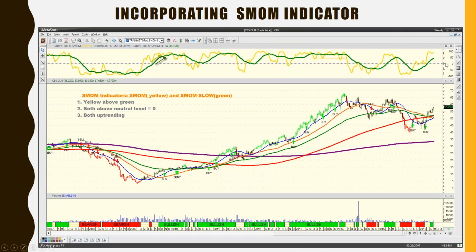We have a neutral area with a 0 level, with 0 reading right here. Okay, and the concept is, in order to take a long, we want, as you can see right here, the yellow above the green, both above the neutral level, and both uptrending. So in some way, what you are doing is overlapping the alert condition with the indicator. Right here, for example, you can see that this is a very good position. We have yellow above the green, green uptrending, yellow uptrending, and both above 0 really. So this is fine. This is okay.